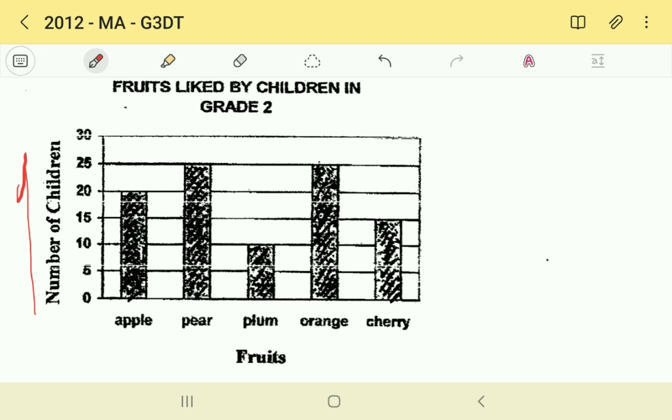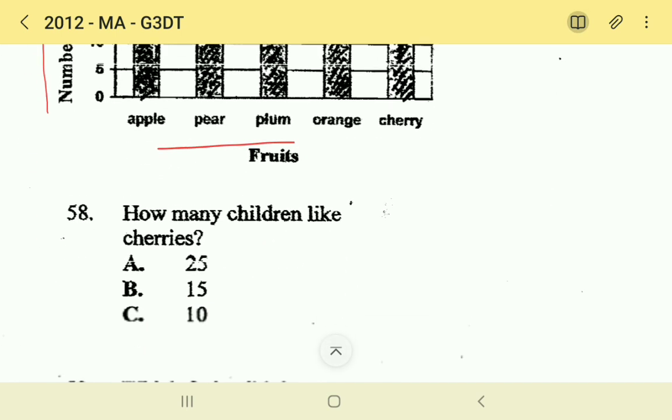The side here is the number of children, and down the bottom here showing you the types of fruits. So for apples, we have 20 children. Let's put the 20 just in case we don't know what they're going to ask. Pear, we have 25. For plum, we have 10. For orange, it's 25. So we're seeing that pear and orange have the same. And for cherry, it is 15. Let's see what they want.